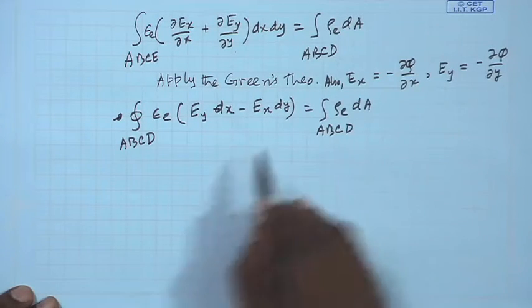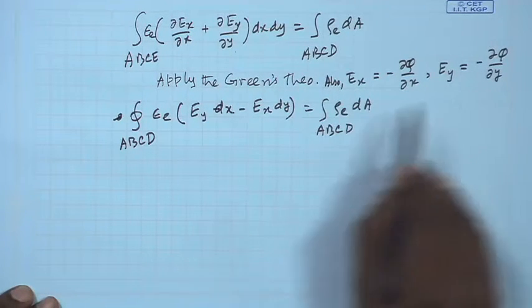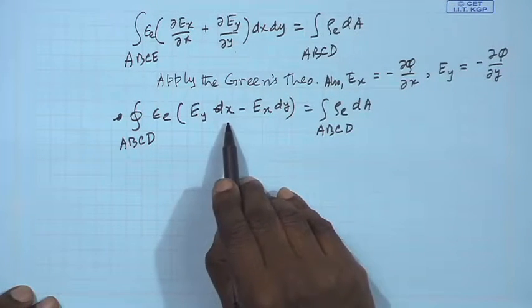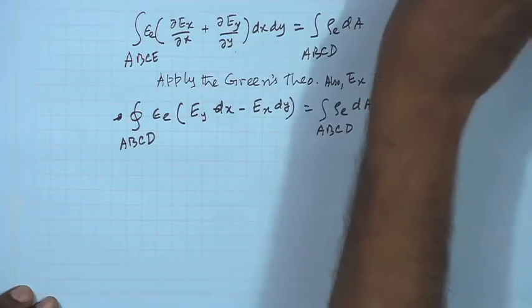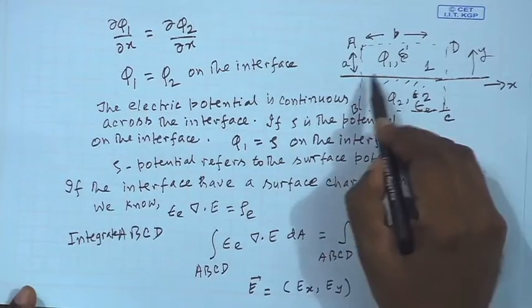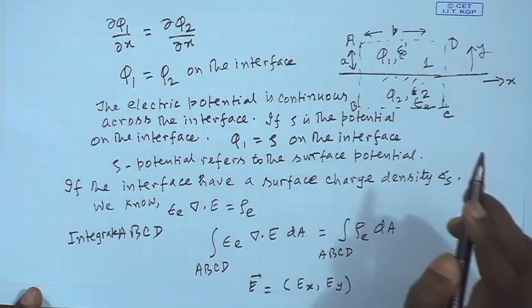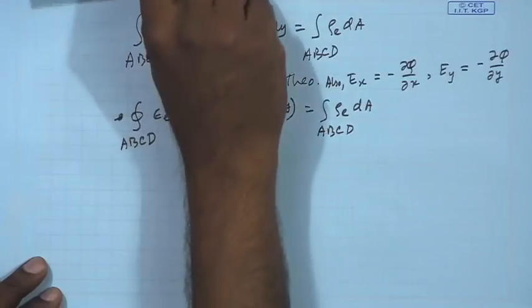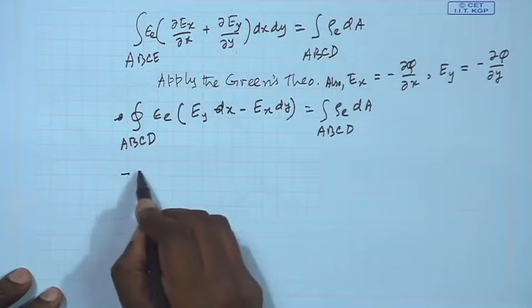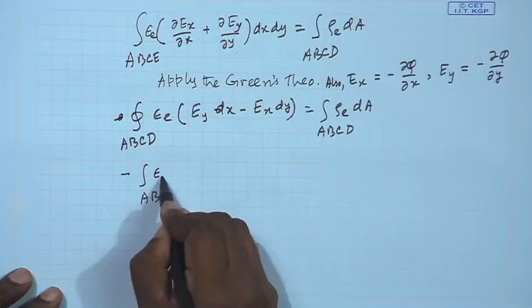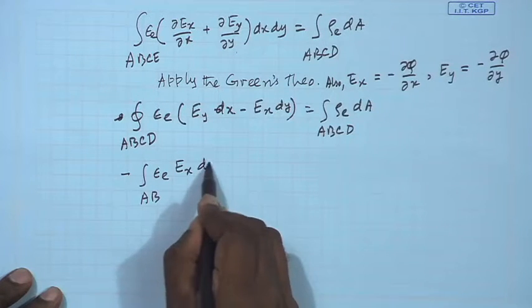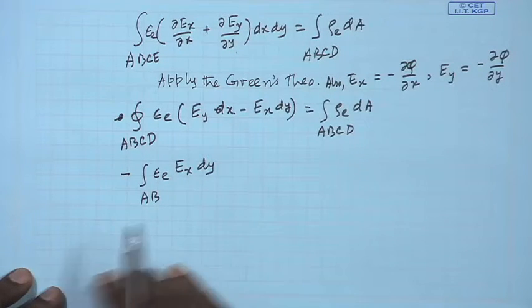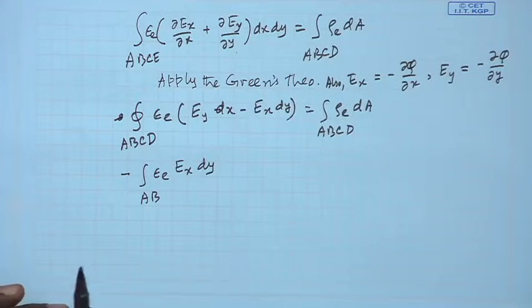When I am on the line AB, for this case it is a rectangle, so we express this one as del phi del y. On AB, dx is 0, because we have drawn this ABCD this way. So on this line dx is 0, on this line dy is 0. Taking all these into account, I can write minus epsilon E Ex dy, where Ex here is del phi del x.